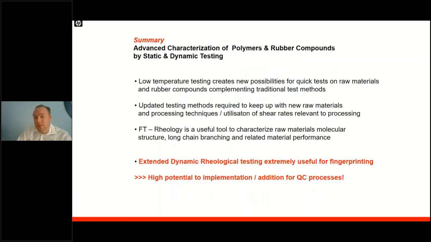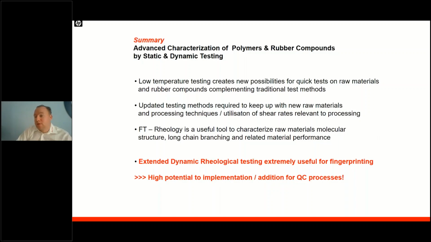So to summarize, low temperature testing creates new possibilities for quick tests on raw materials and compounds, complementing traditional test methods. Updated testing methods are required to keep up with new raw materials and processing techniques, especially high shear mixing, high shear milling, extrusion, and injection molding. And Fourier transformation rheology is a required tool to understand the data derived from these tests and to quantify and correlate to your molecular structure and long chain branching.